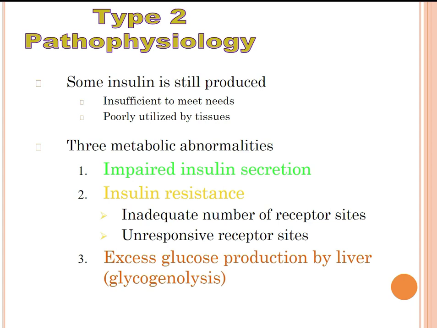Three metabolic abnormalities are associated with diabetes mellitus type 2. One is impaired insulin secretion. Two is insulin resistance, which is marked by an inadequate number of receptor sites and unresponsive receptor sites. And three, excess glucose production by the liver, also known as glycogenolysis.